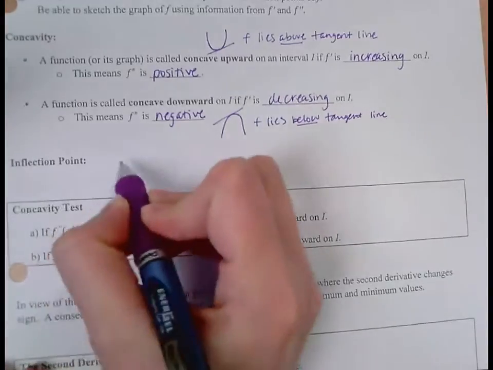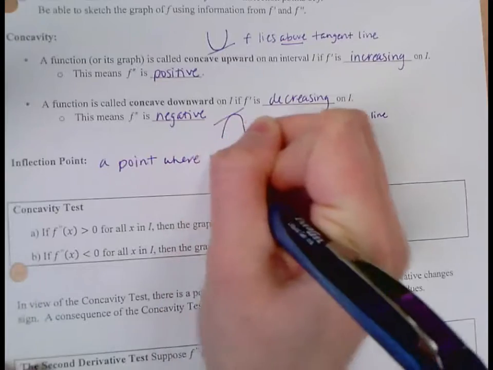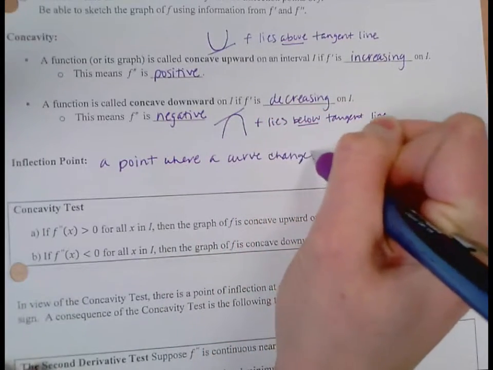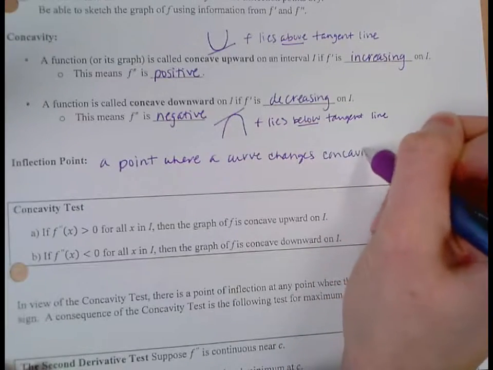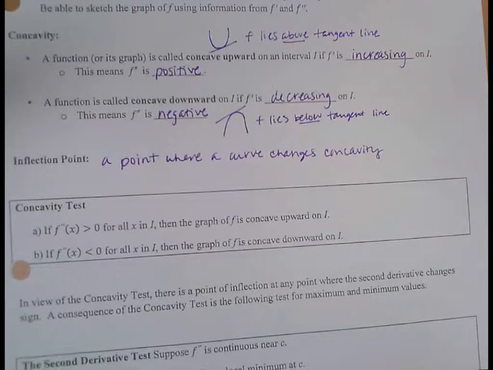So ultimately, an inflection point is a point where a curve changes concavity. So if you're looking for an inflection point, you would have to show that, yes, the second derivative is 0, but then on either side of that point, the concavity is actually changing. F double prime is changing from positive to negative or negative to positive. It's not staying the same.